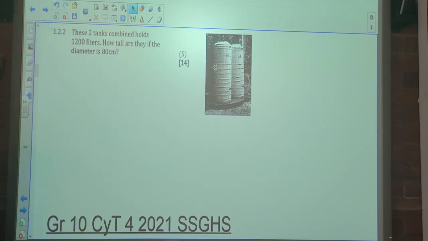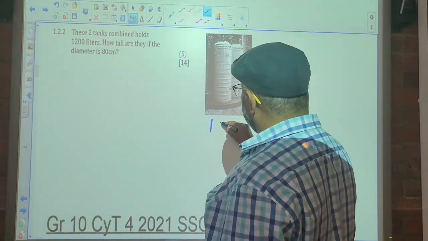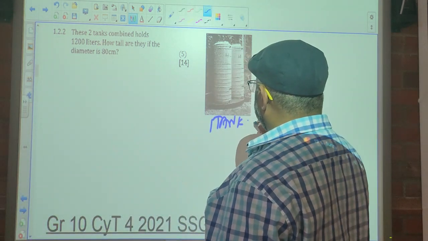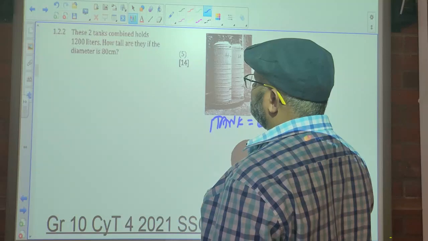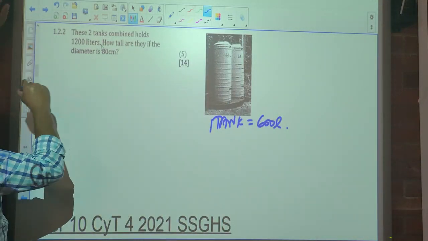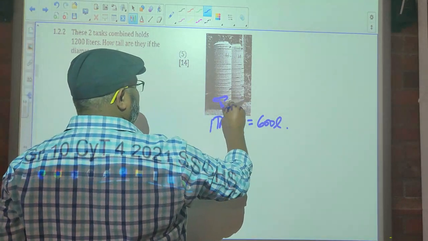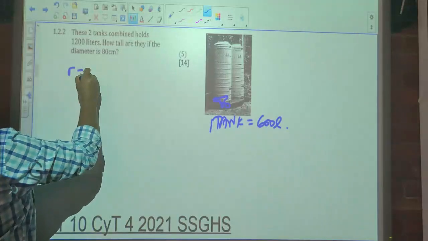Number 2, we are told that 2 tanks combined. These 2 tanks combined hold 1,200 liters. So how much does 1 tank hold? 600 liters. So 1 tank is equal to 600 liters. How tall are they if the diameter is 80? So the diameter is going to be 80. So what's the radius here? 40.